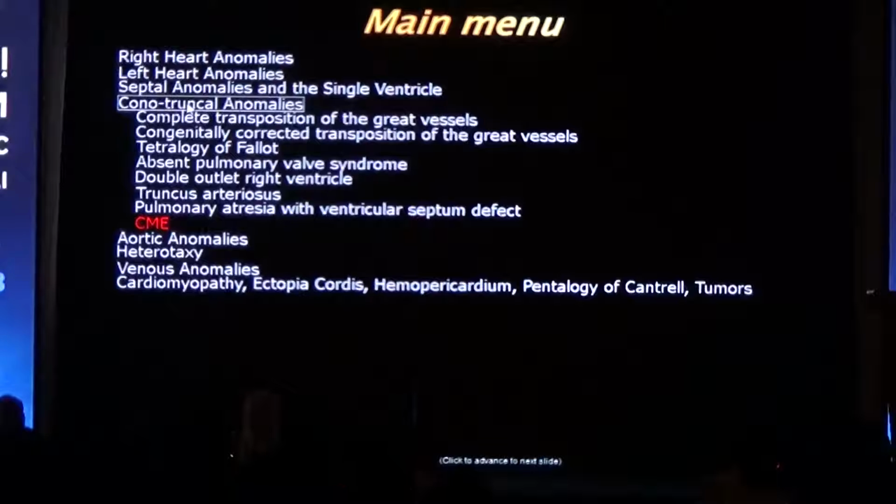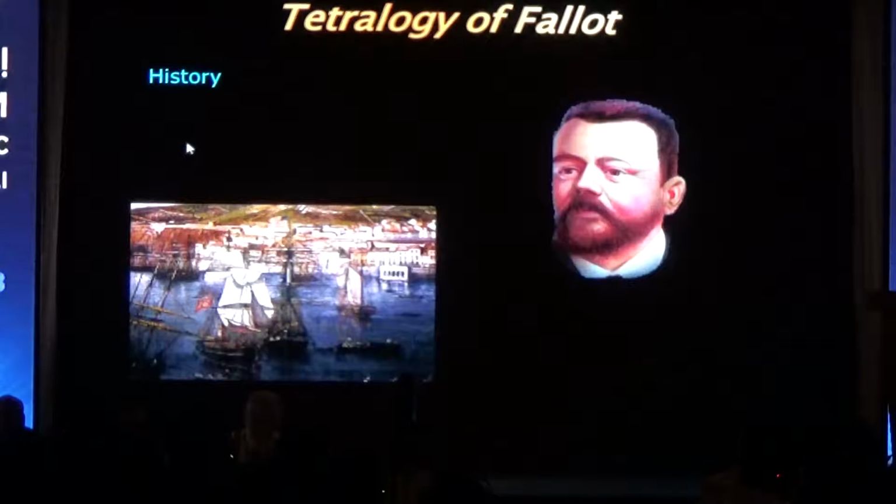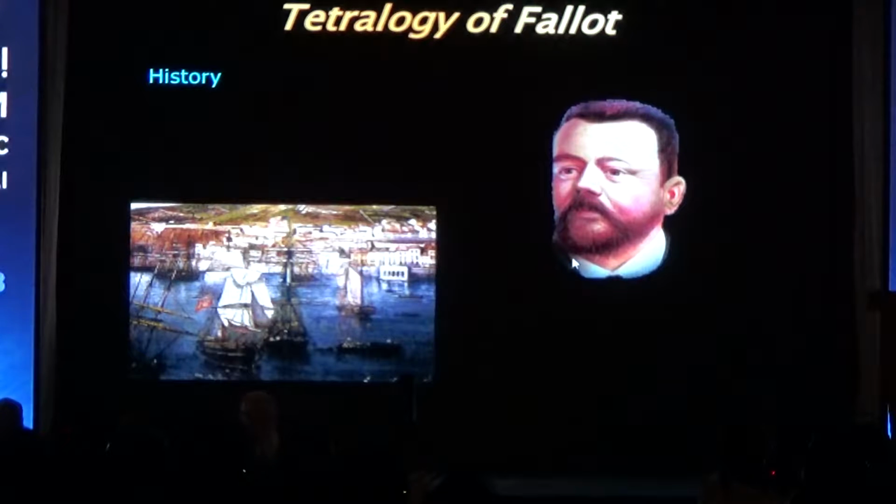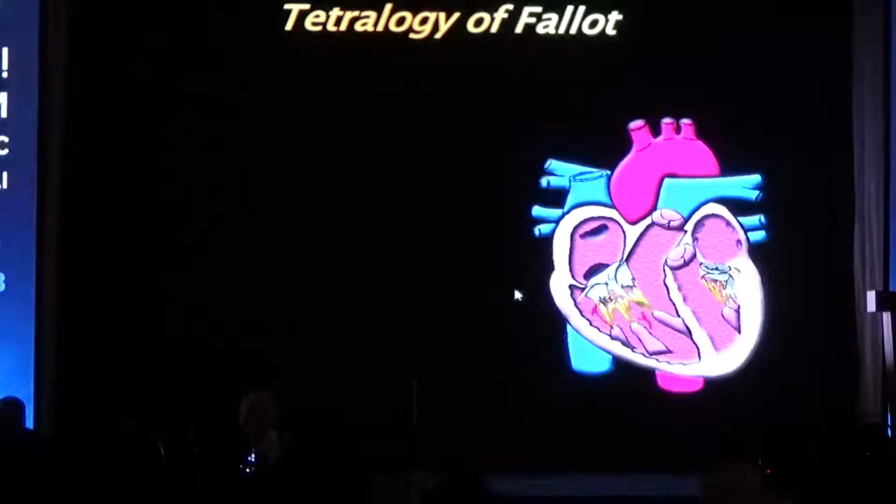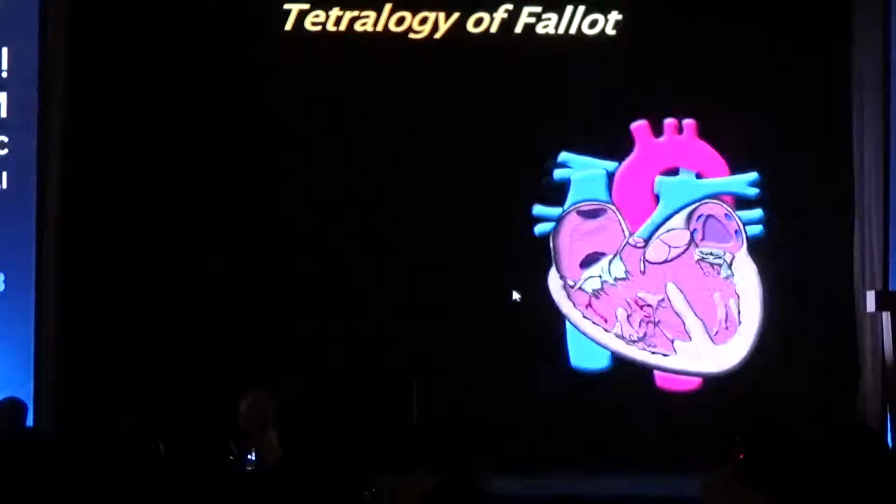So let's go back into the conotruncal anomalies, and let me show you about tetralogy of Fallot. This is Fallot, who was a French physician, and he's actually not the one who described it originally. It was called the blue disease before his description, but he crystallized all the findings, and since then the description has been associated with his name.